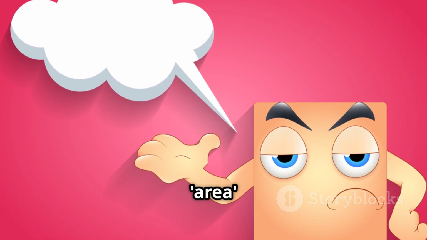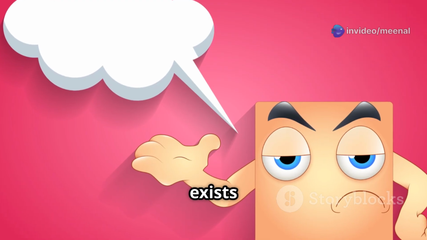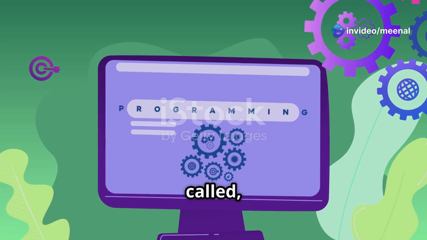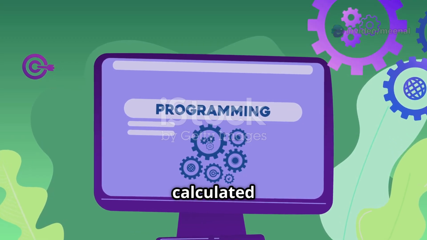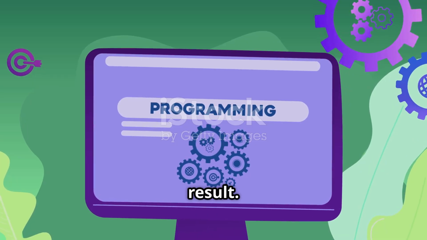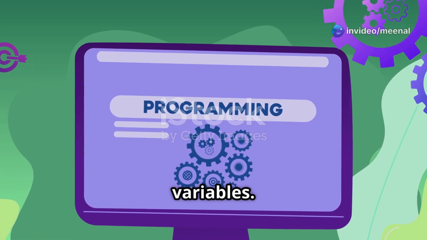Here, the variable area is an auto variable. It is local to the function and only exists during the function's execution. It's created when the function is called, used to store the calculated area, and then disappears once the function returns the result. This temporary existence is a key characteristic of auto variables.